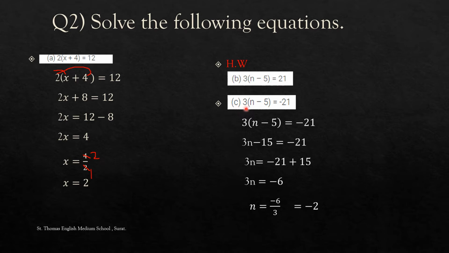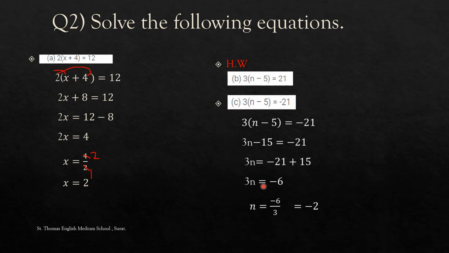Question number C, 3 bracket n minus 5 is equal to minus 21. So write the question once again. After this, what you have to do? You have to remove the bracket. Remove the bracket means you have to multiply these 3, both the numbers. Okay. So 3 into n, that is 3n. And this is plus, this is minus. Plus into minus, minus. 3 5s are 15 is equal to minus 21. Now 3n is equal to, write RHS first, minus 21. Minus 15 goes here, become plus 15. Clear?